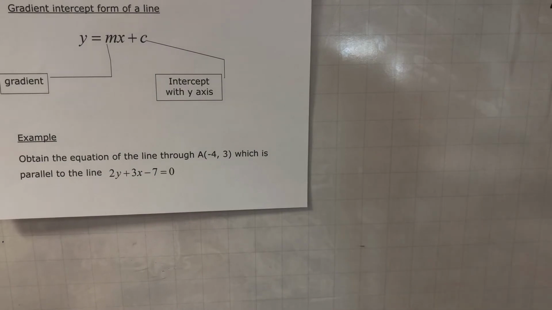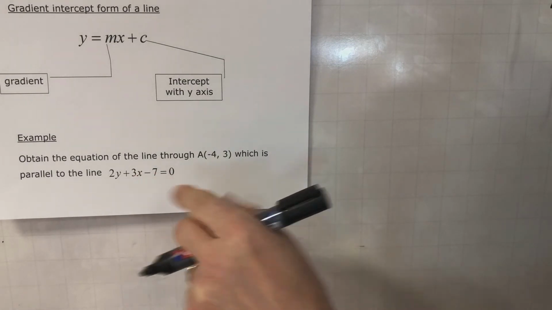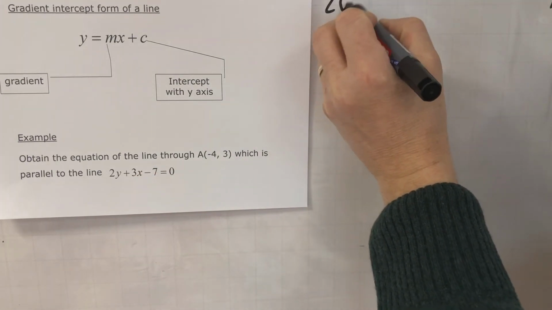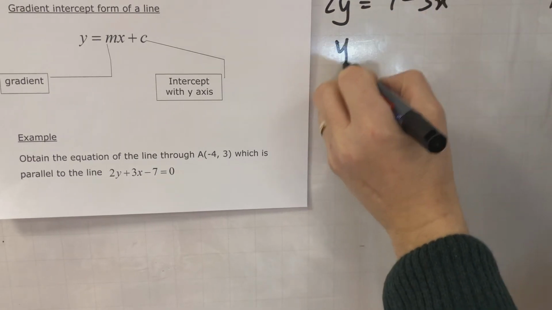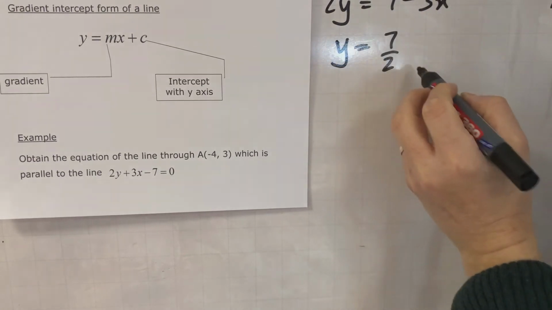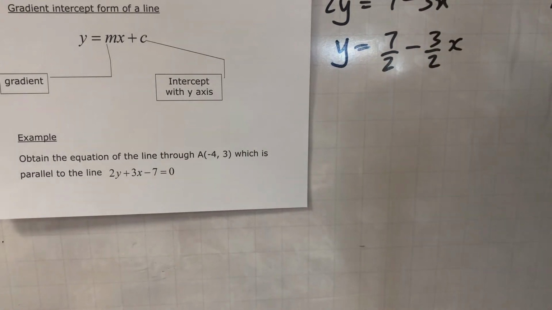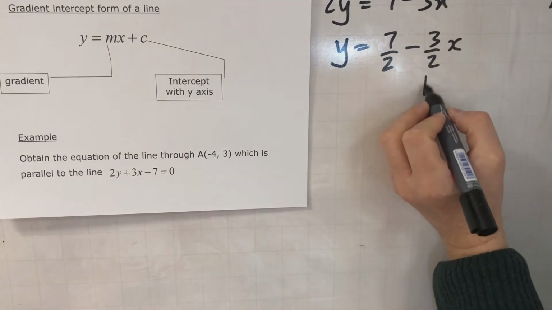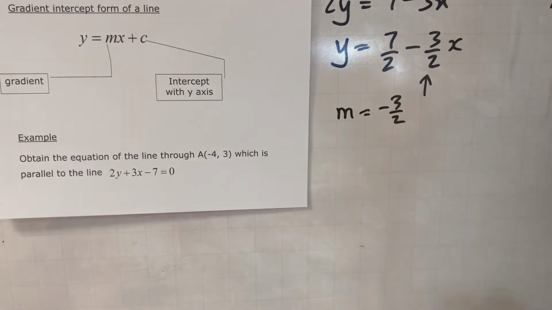Now, I don't want to lose sight of the fact that y equals mx plus c is still useful for certain questions. So a question down here, we've been given one coordinate and we've been given a setup which I can easily rearrange as 2y equals 7 take 3x. So y is equal to 7 over 2 or 3.5 take 3 over 2 or 1.5x. So the gradient of that line is minus 3 over 2.